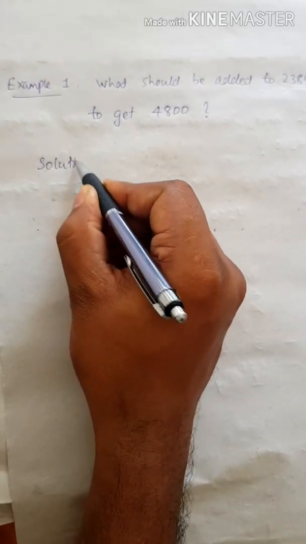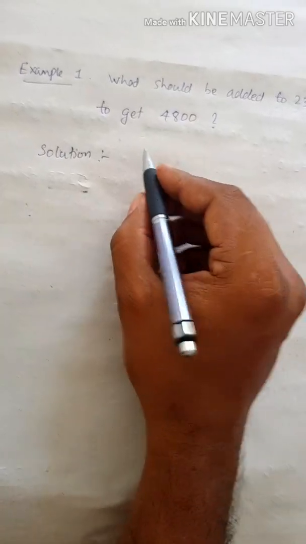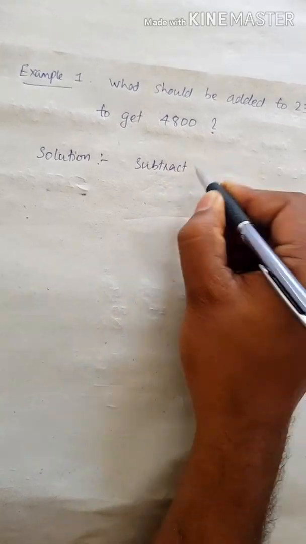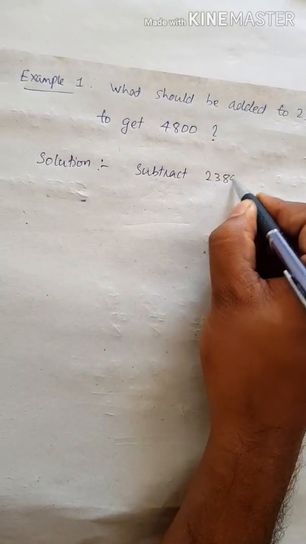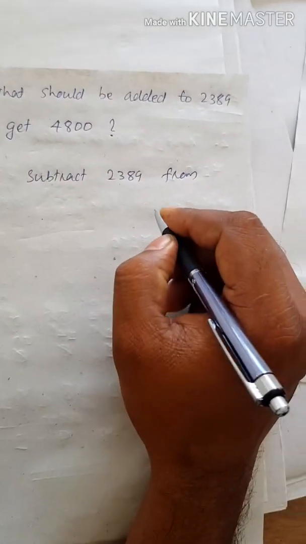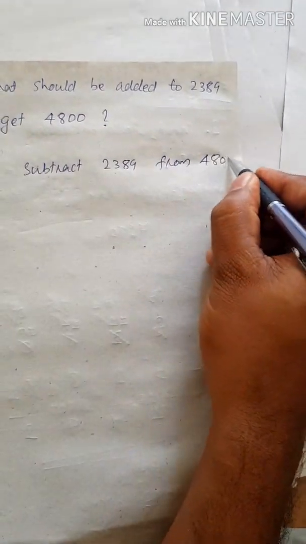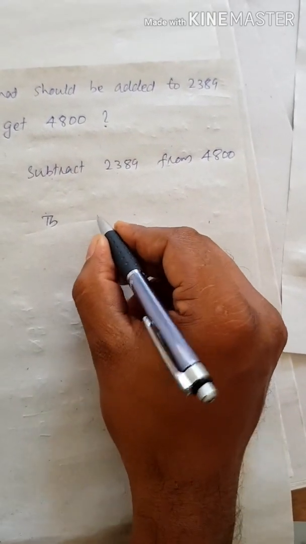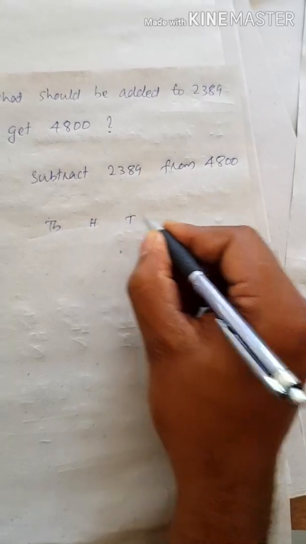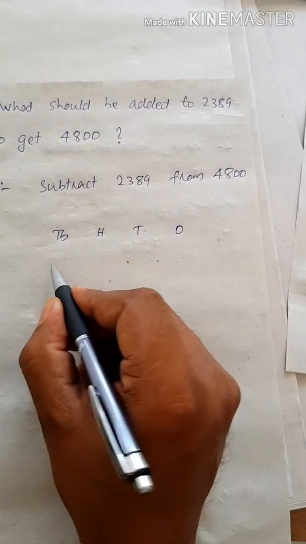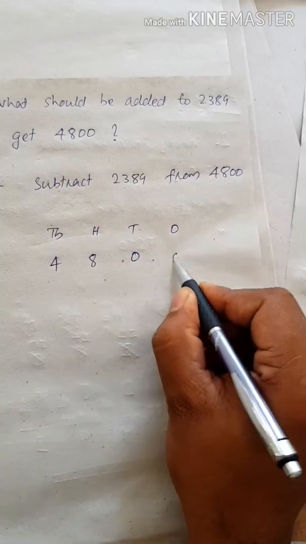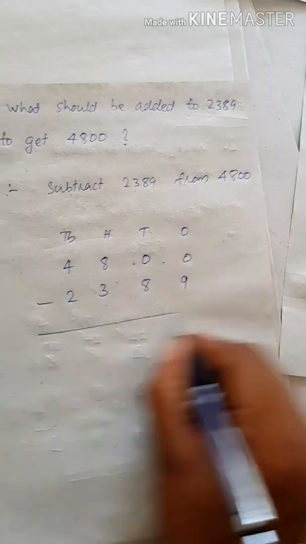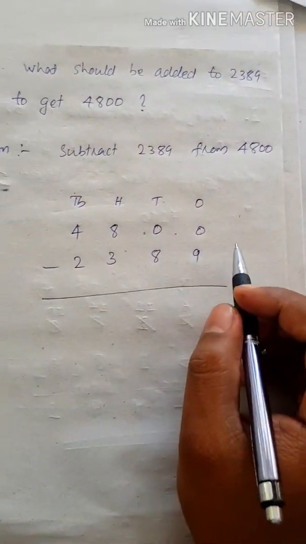Solution. Subtract 2389 from 4800. Okay, let us subtract. Before that we have to write the place value: thousands, hundreds, tens and ones. Okay, let's write the numbers according to the place value. Okay, let's start with the ones column.